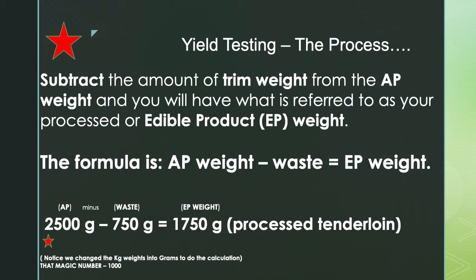We'll come back to that in a second. We're going to take the waste off, which is 750 grams, and that's going to give us the edible portion weight, or the edible product weight, which is 1,750. So 750 grams taken away from the as purchase weight of 2,500 grams is going to give us 1,750. And that's our processed piece of tenderloin. That's our edible portion, or our edible product weight. Notice, by the way, we changed the kilo weight of the as purchase price into grams to do the calculation. Remember the magic number, 1,000.